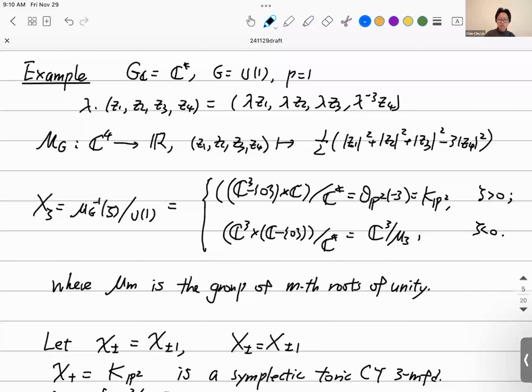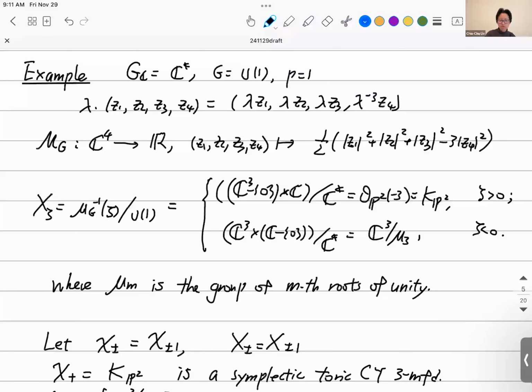Since the weight is given by this, the moment map of the U(1) action is given explicitly by this. We see that when zeta is greater than 0, then Z1, Z2, Z3 cannot be all 0. So the stability condition is that Z1, Z2, Z3 cannot be all 0. And the C star action, when zeta is positive, is free, and the quotient is the total space of O(-3) over P2, the canonical line bundle over P2.